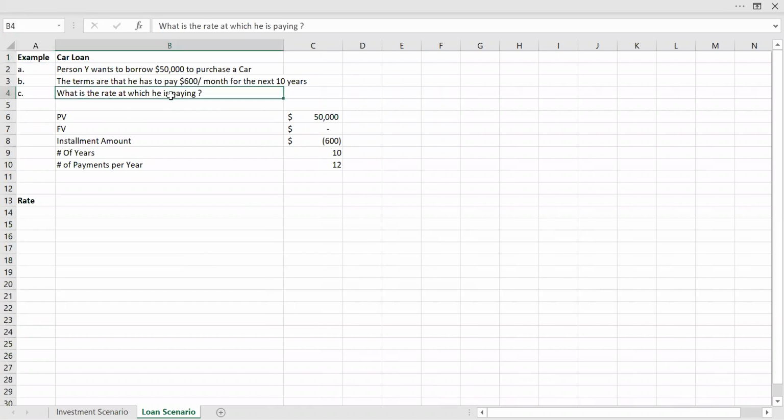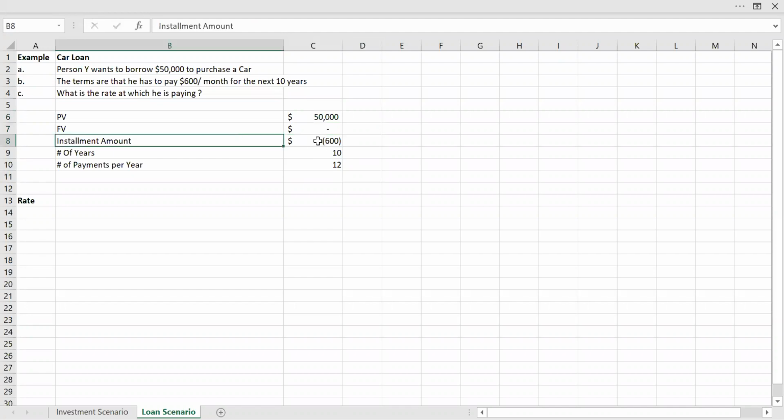And what is the rate at which he's paying? So he's interested to know, okay, what is the rate he'll be paying, right? At what rate he is paying such $600. So the present value, he's going to get a loan of $50,000, and future value at the end of the 10-year, his loan amount should be zero.